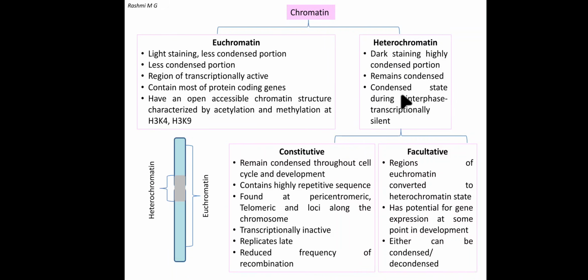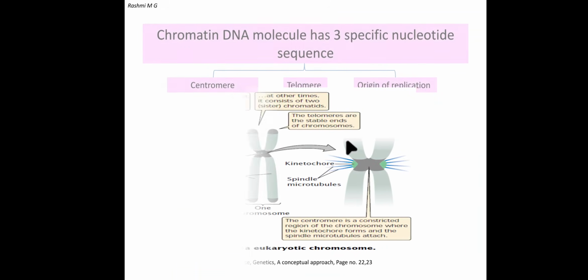And also we discussed the subtypes of heterochromatin, that is constitutive and facultative. Constitutive remains condensed throughout the cell cycle and development. Facultative is where a region of euchromatin can be converted to heterochromatin and vice versa. So in constitutive heterochromatin, they are transcriptionally inactive. Here they sometimes have the potential for gene expression.